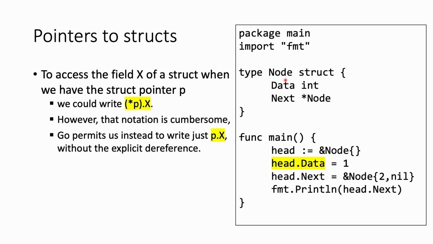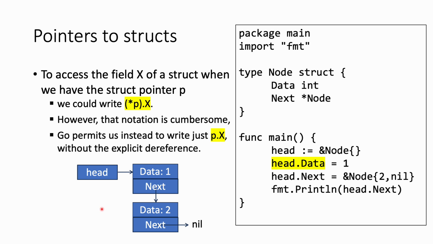The data type of a node in a linked list is the struct Node with two fields, data and next. The type of the field data can be any data type, but here we use int for simplicity. The type of the field next is a pointer to Node. This program creates a linked list of two nodes, and the pointer head is pointing to the first node.